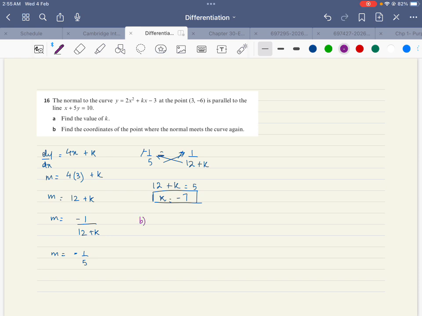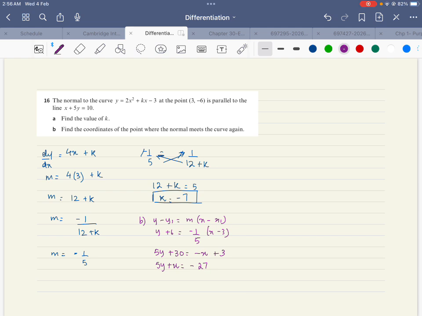So we have to find the equation of the normal first. The equation is y minus y1 equals m into x minus x1. This is the gradient of the curve, so the gradient of the normal gives y plus 6 equals minus 1 upon 5 into x minus 3. 5y plus 30 equals minus x plus 3. 5y plus x equals minus 27, right?